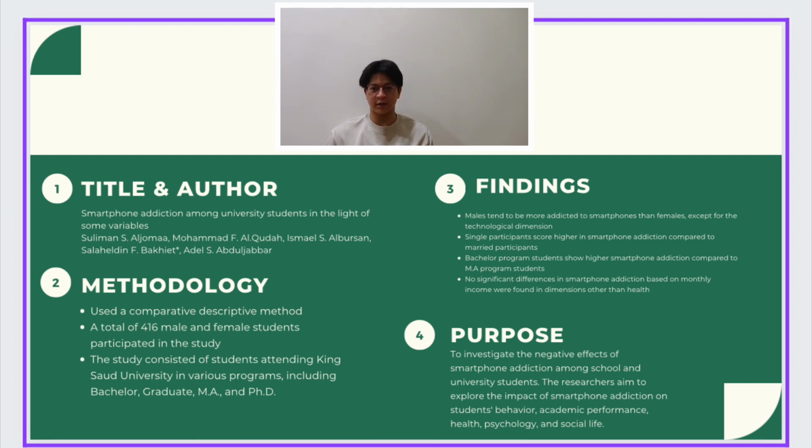The fourth article is called Smartphone Addiction Among University Students in the Light of Some Variable. It is done by Suleiman S. Ajolma and his colleagues. As for the methodology, they use a comparative descriptive method. A total of 416 females and male students participated in the study. The study consisted of students attending King Saud University in various programs, including bachelor, graduate, MA, and PhD.